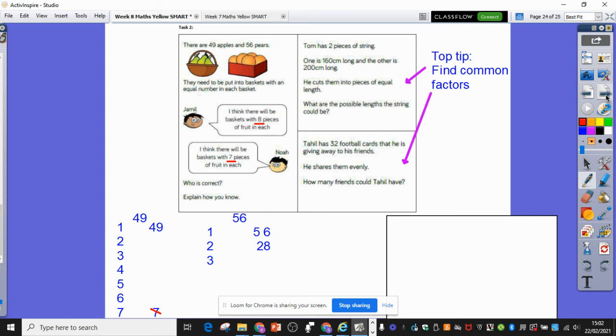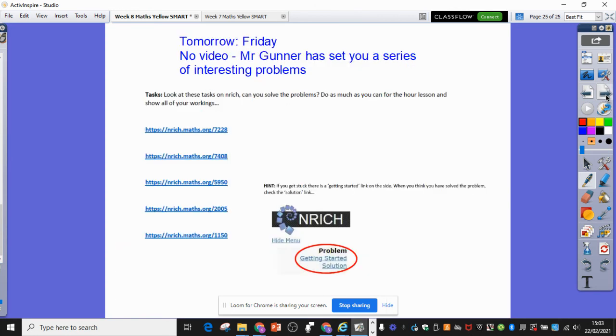Now, before you go, I want to have a chat with you about Friday's work. On Friday, there isn't a video for you because Mr. Gunner has set you a series of interesting problems. And he has given you a list here, 5 links of tasks on Enrich. They're all problem-solving ones. Some of them are really good. So he says here, look at the tasks on Enrich. Can you solve the problems? Do as much as you can for the hour lesson and show all your workings out.